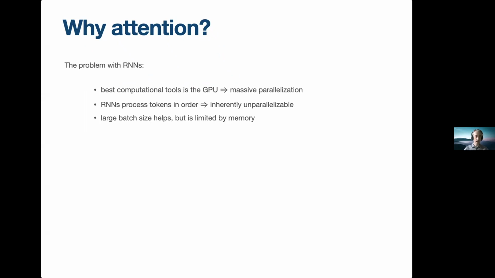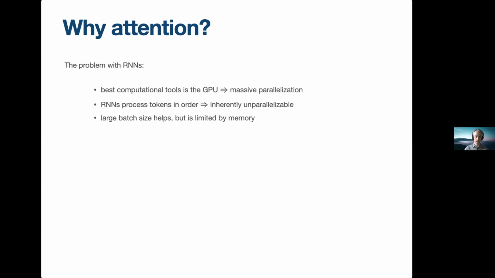Okay, so recurrent neural networks work quite well. People got good results with them. Why should we give them up? Why should we use attention? There are a number of reasons. One of them is a practical limitation of RNNs. One of the best computational tools that we have available for training neural networks is the GPU. The reason that it's useful is that it allows for massive parallel computation.